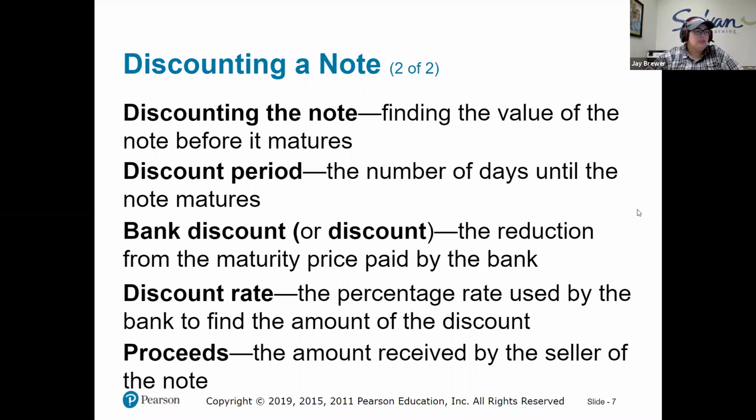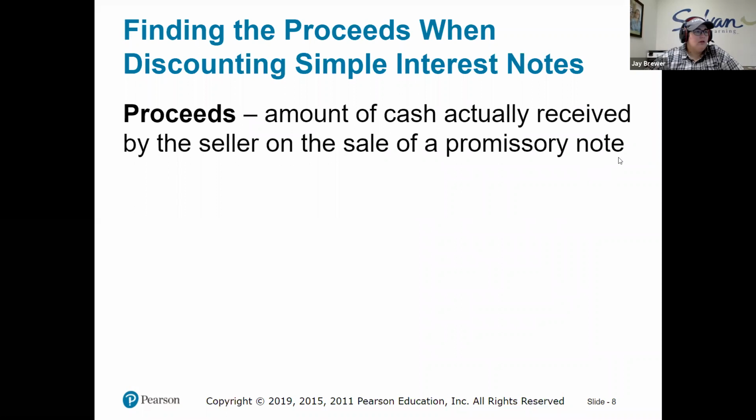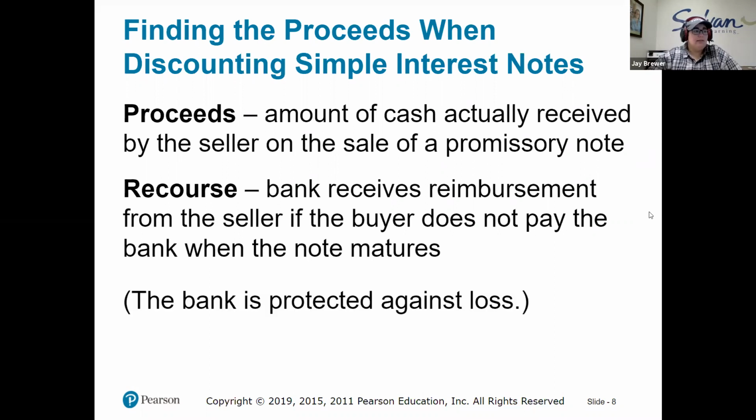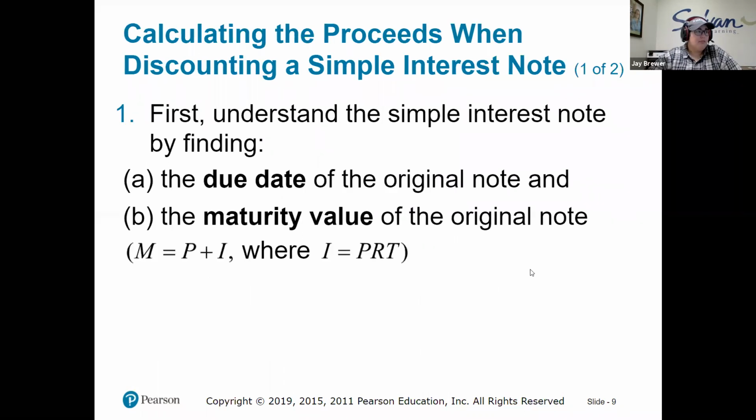Proceeds, the amount received by the seller of the note. Finding the proceeds when discounting simple interest notes. Proceeds are the amount of cash actually received by the seller on the sale of the promissory note. Recourse, bank receives reimbursement from the seller if the buyer does not pay the bank when the note matures. That's kind of cool, I guess, for the bank. The bank is protected against the loss.